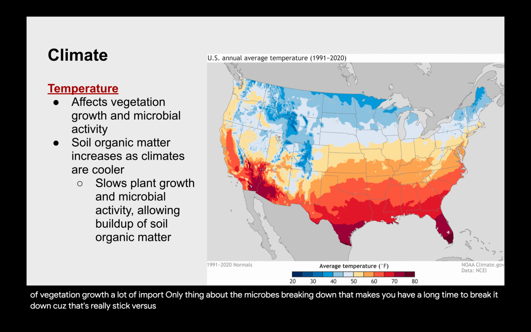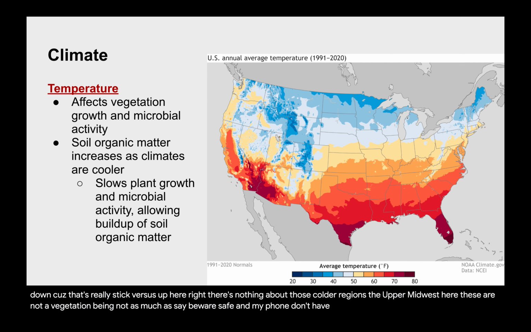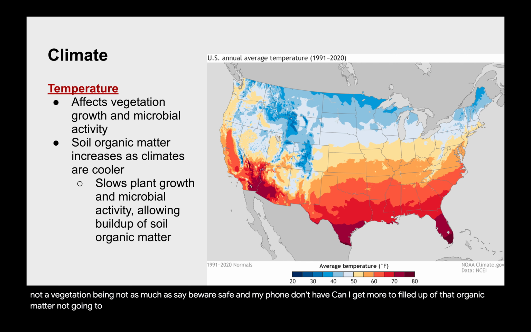Versus up here, if we're thinking about those colder regions, the upper Midwest, we have a decent amount of vegetation being inputted into the system, maybe not as much as, say, these lower states. The microbes don't have as long to break it down, and they're exposed to cooler temperatures. They're going to be more active in warmer temperatures, less active in cooler temperatures. They're not going to break down that vegetation as fast, so we're going to get more of a buildup of that organic matter. It's not going to decompose it.